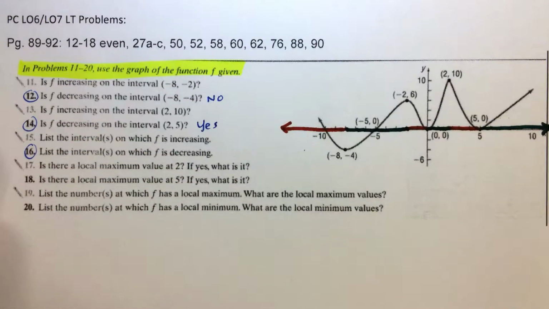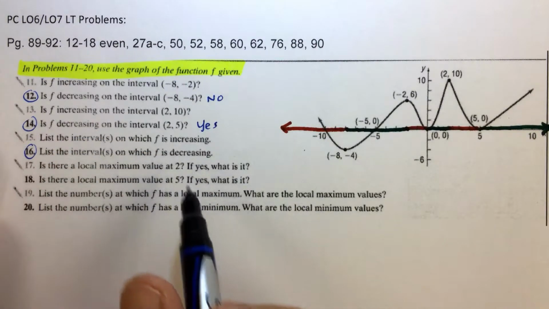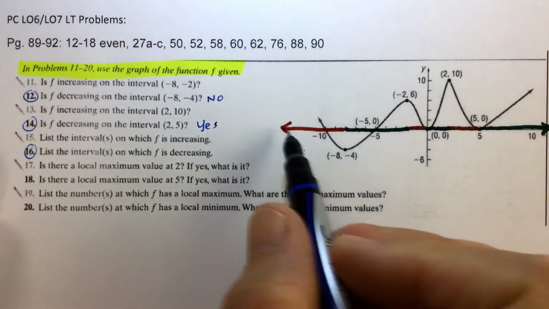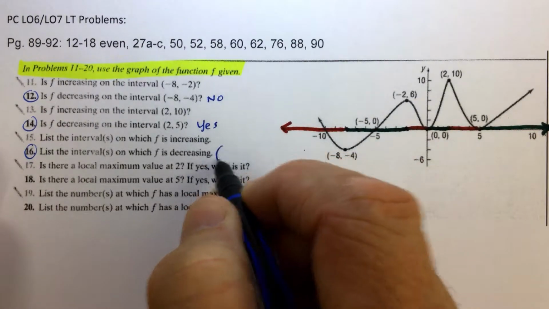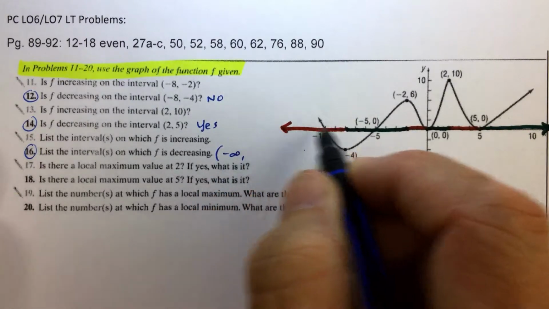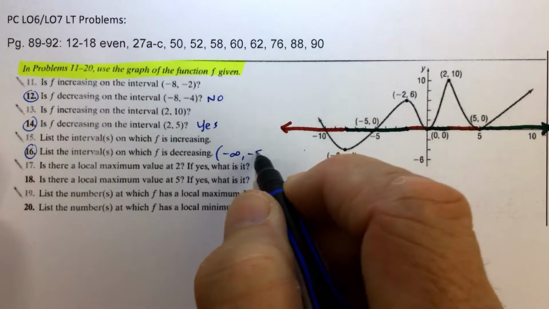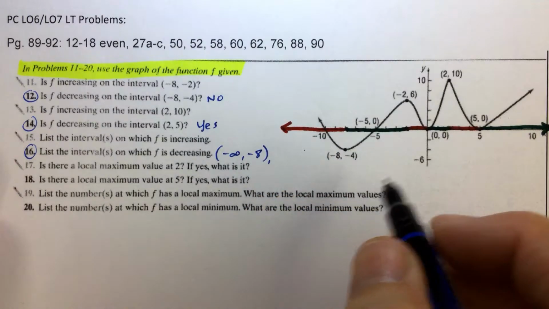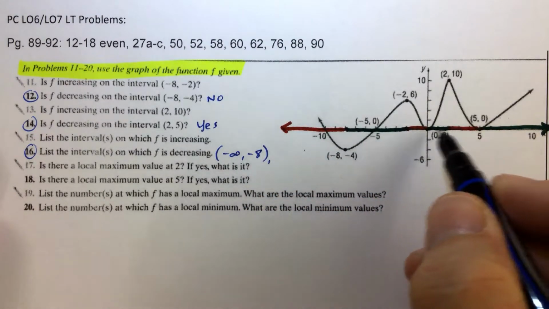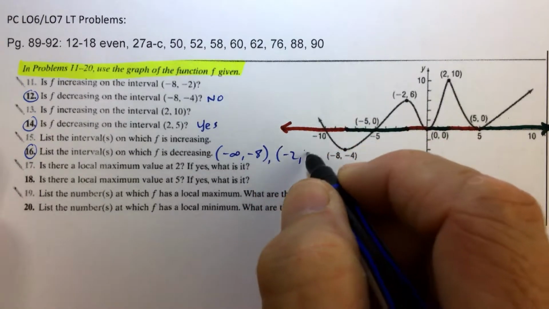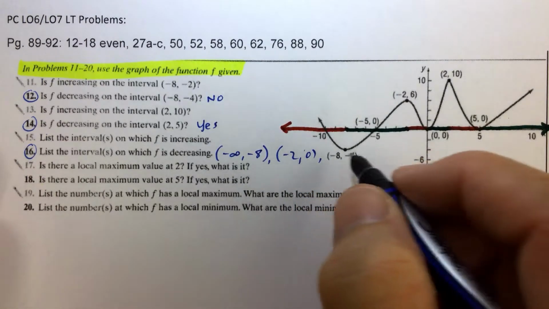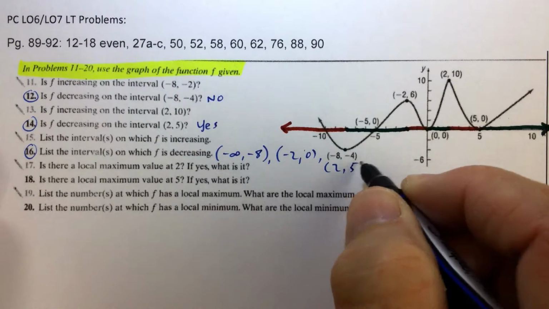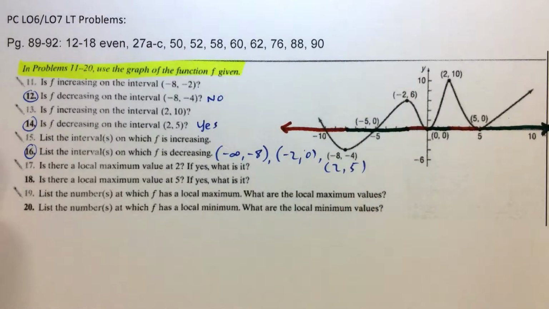For number 16, the intervals in which f is decreasing. Well, everywhere we see red, we know that the y values are getting lower, so we would say from negative infinity all the way to -8, combined with the interval from -2 to 0, and then as well from 2 to 5. So that's the answer for number 16.